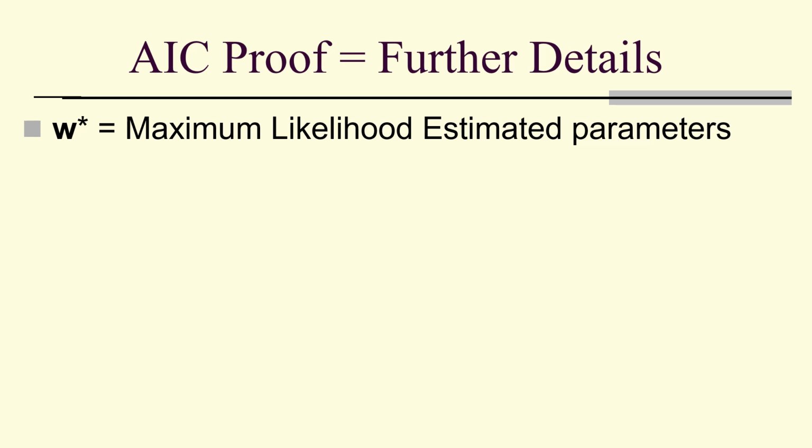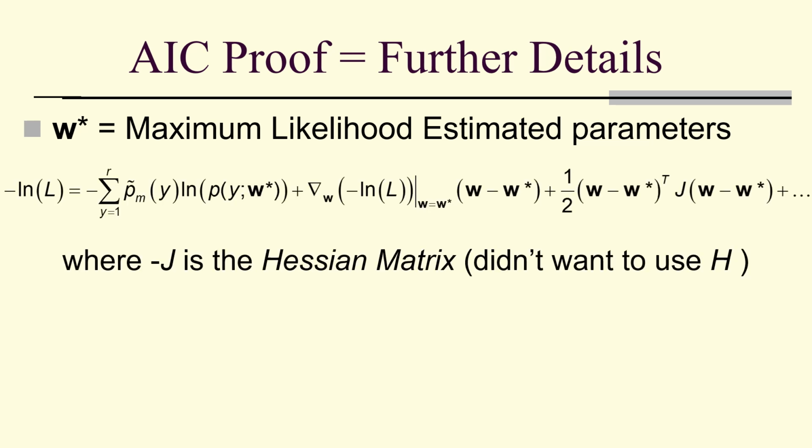Now, I'm going to conclude with just a quick look at the proof of the AIC, a few more details for those interested. It turns out what you actually do is take the negative log likelihood and expand it in a Taylor series of this form. The derivative term goes to 0 at the maximum likelihood argmin, and negative j is what's known as the Hessian matrix.